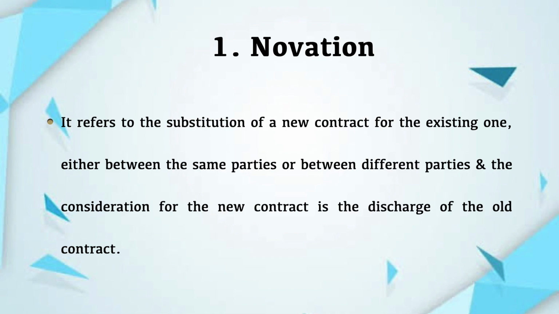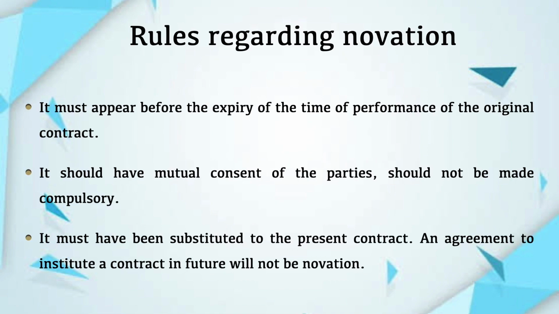So when you're forming a new contract instead of the original one, either you can have the same parties which were in the original agreement, or you can create it between different parties. Is that clear? That is called novation, substituting a new contract for the existing one. There are certain rules for it. The first one is it must appear before the expiry of the time of performance. Remember, you already have made an agreement. There is a particular date where you need to execute your obligations, correct? Before that expiry time completes, you need to create a new contract.